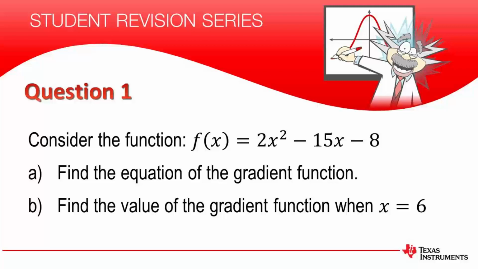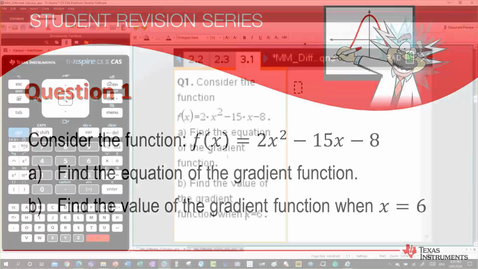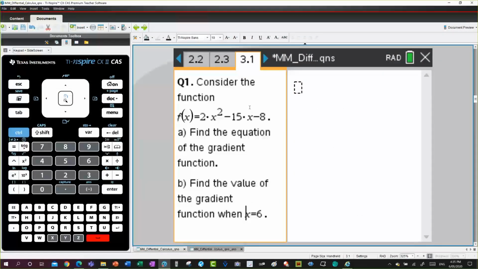So we're going to consider the function f of x equals 2x squared minus 15x minus 8, and we're going to find the equation of the gradient function. Now, there are many ways we could do this, and it depends on what you want. The first thing we could do is define our function f of x. If we're going to use the function more than once, it's probably a good idea to define it.